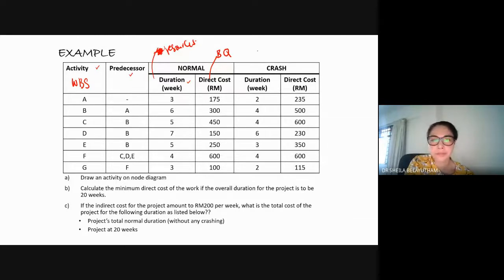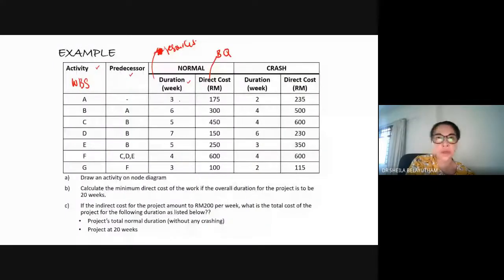Okay, so for example, activity A, you think that you can crash it to 2 weeks. Maybe with the current contractor resource it is 3 weeks, but you think it is possible for us to add the resources. Maybe you can hire one machinery from another subcontractor and so on. You can reduce the activity to 2 weeks. Okay, meaning that you have what they call a compress of 1 week.